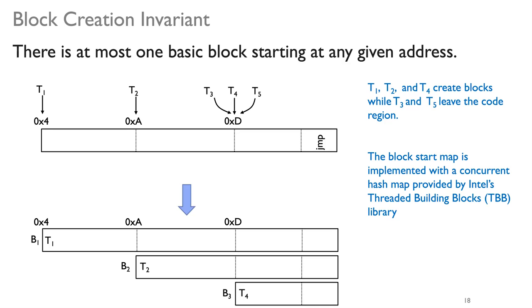To implement this invariant, we use a block store map that is implemented with a concurrent hash map in TBB, which synchronizes threads branching to the same target and also allows threads branching to different targets to proceed independently.